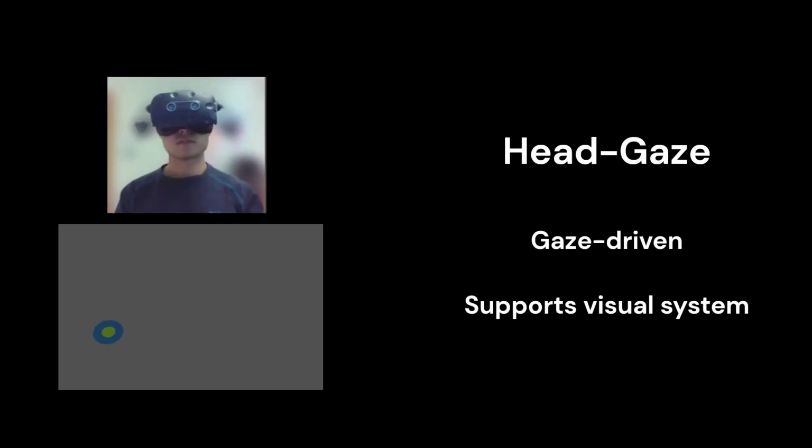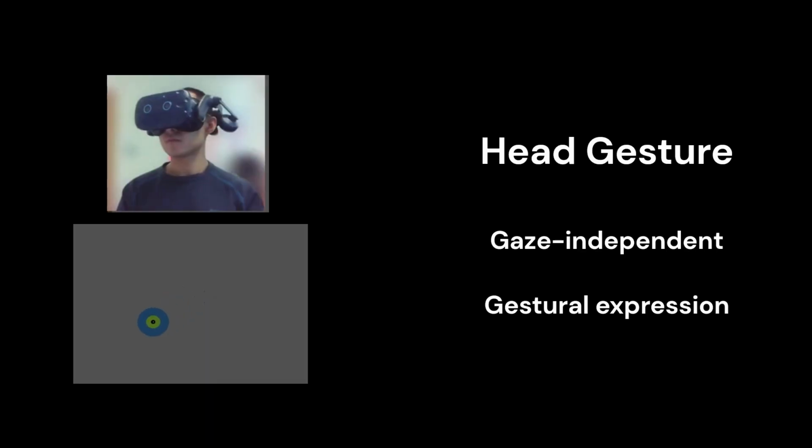Head movement can be gaze-driven to support our visual system, for example, when we direct our attention to look at a target. Or it can be independent of gaze as gestural expression, like when we use head movement to steer a ball into a hole while looking at a target. Both types are of utility to HCI, but differ in affordances.